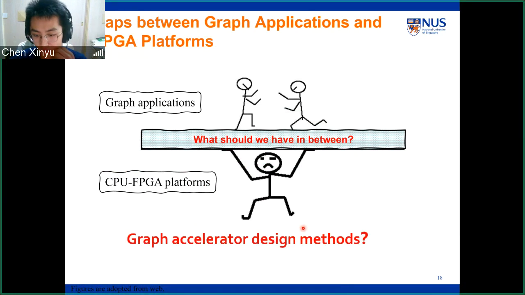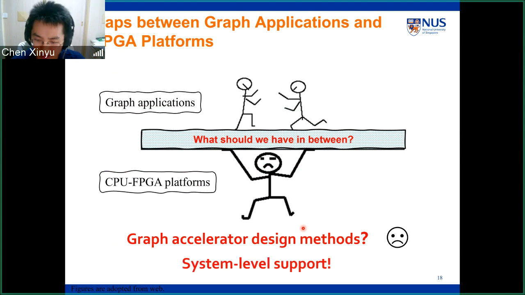Do we only need graph accelerator design methods? We don't think so, because with only design methods, the developers still need to code from scratch and do optimizations by themselves, and this is a very time-consuming process that also requires a lot of hardware expertise. So we think there is a need for system-level support, such that even software developers or data scientists can enjoy the speedup of FPGA-based graph processing.